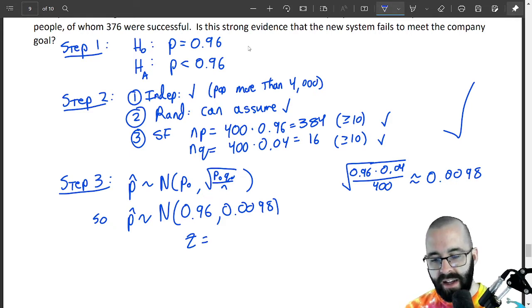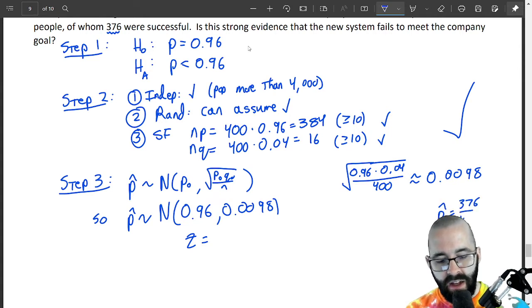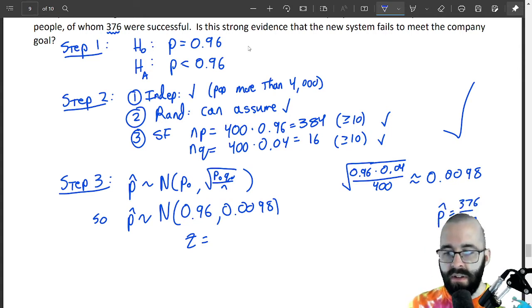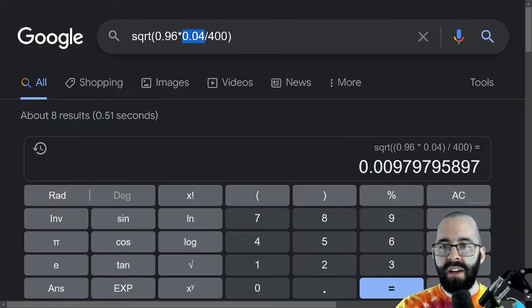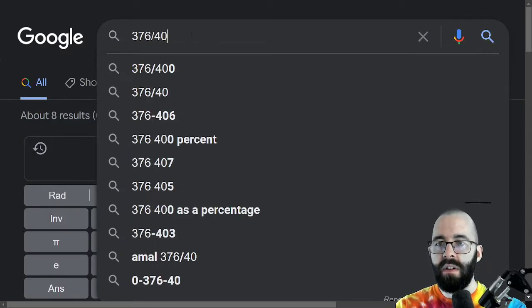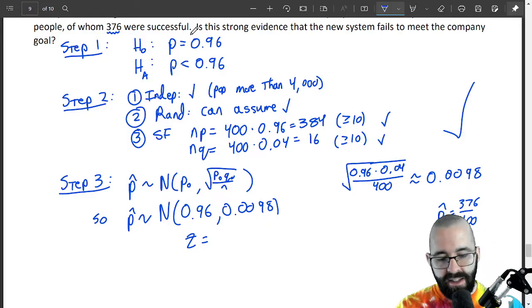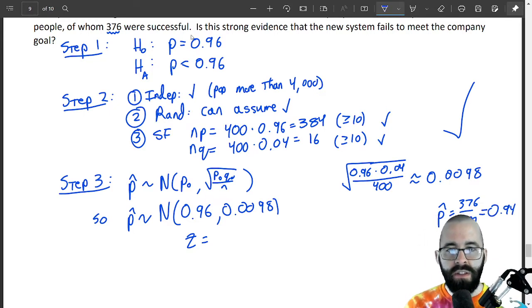What was our p hat here? 376 were successful. Our p hat is 376 out of 400. What is that as a fraction? Our test statistic was only 94%. So we're testing to see whether we failed. And yes, 94% is less than our goal of 96%.